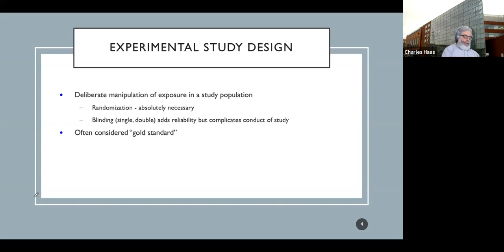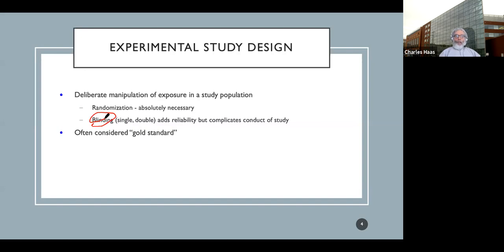Often these studies are conducted using what's called blinding. A single blind study is where the subject, rather, doesn't know the dose, and obviously that's relevant for human studies. Animals presumably have no knowledge. And a double-blind study is where neither the subjects nor the investigators know the dose until after the results are in. It adds reliability, but it complicates the conduct of the study.